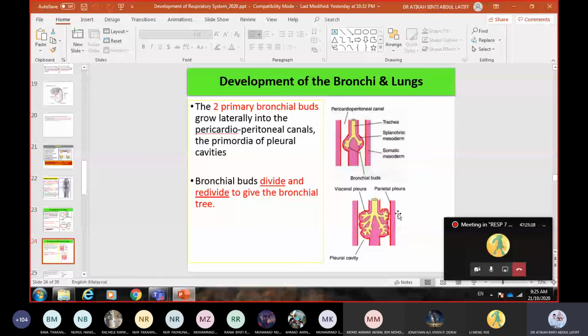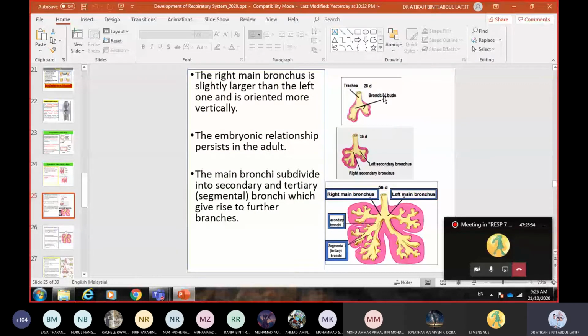The right main bronchus is slightly larger than the left one, and is more vertical. Remember, even in adults the same thing occurs, mainly because on the left side you have the heart, so it is more horizontal as compared to the right. On the right you don't have the heart, so the bronchus is more vertical and slightly larger, because it has 3 secondary bronchi coming from the right side.